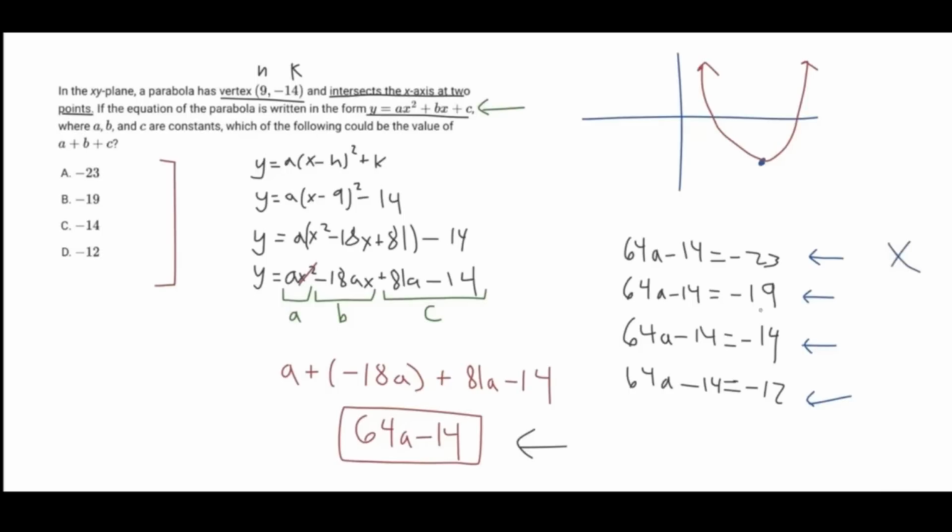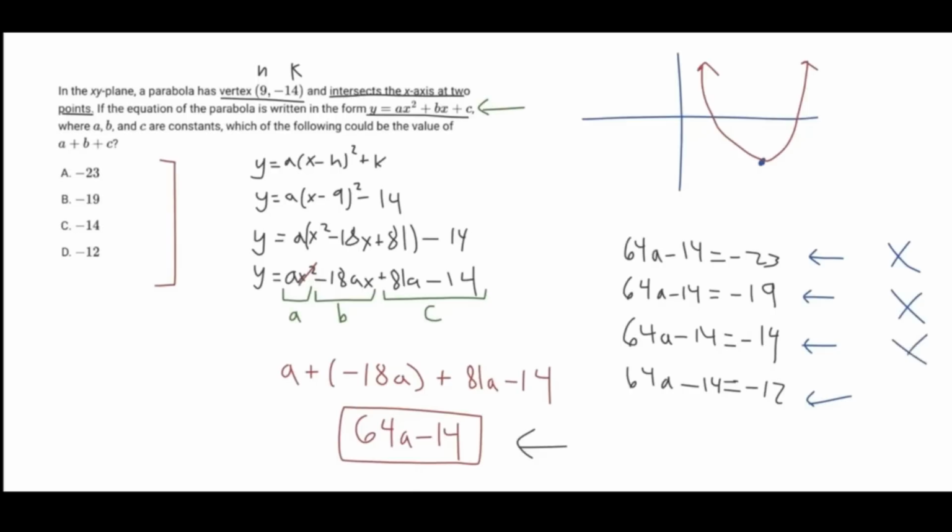Negative 19 plus 14 is negative 5. Negative 5 over 64 is negative, so it can't be this one. And then right here, it's a very interesting case. You have negative 14 and negative 14 on both sides. So if you add positive 14 on the left side, you'll get 0. 0 over 64, that's not a positive value, right? You get 0. So it can't be this one either.